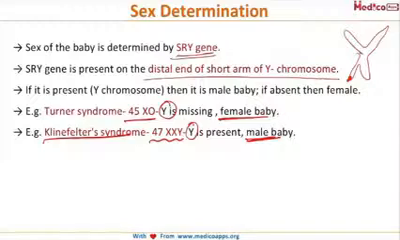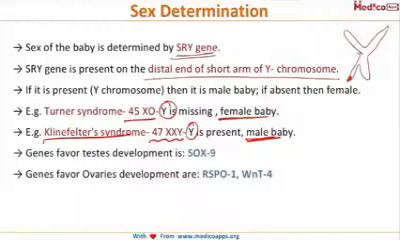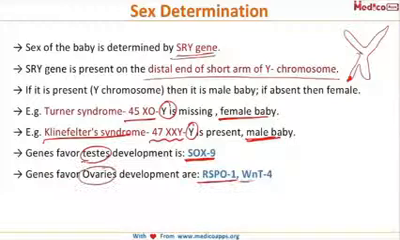Now, the second thing that you need to remember is the gene which favors testis development, and that is the SOX9 gene. How do you remember this? Testis, male, and SOX. This will help you remember the genes favoring the testis development are the SOX9 gene, and the genes favoring the ovary development are RSPO1 and WNT4, important for your exams.